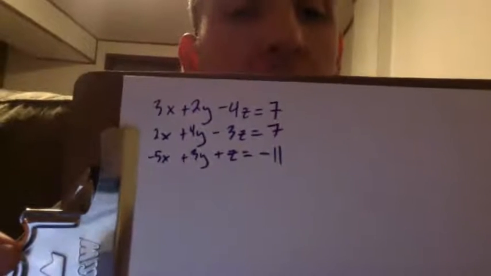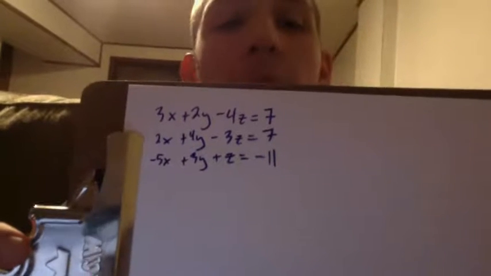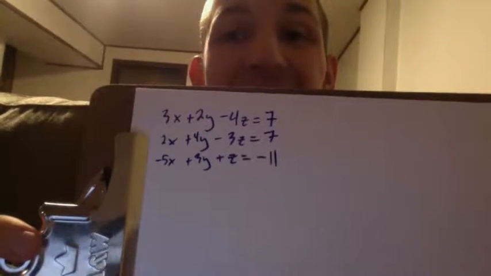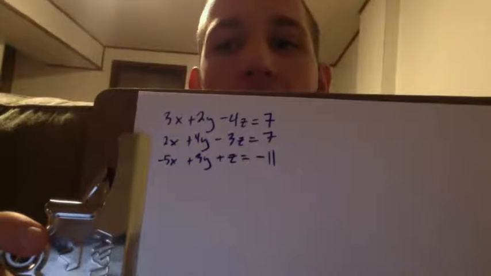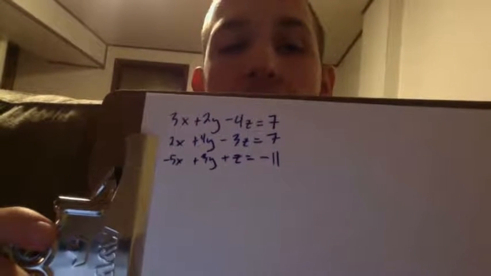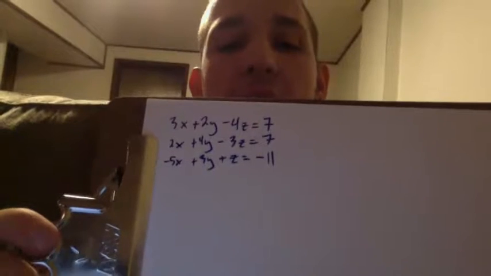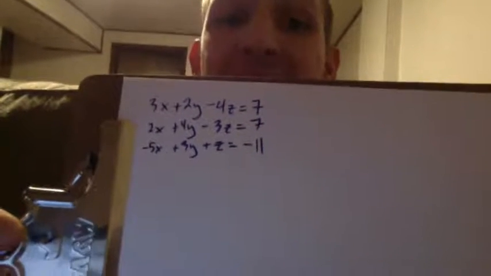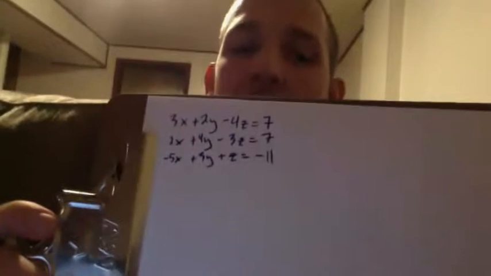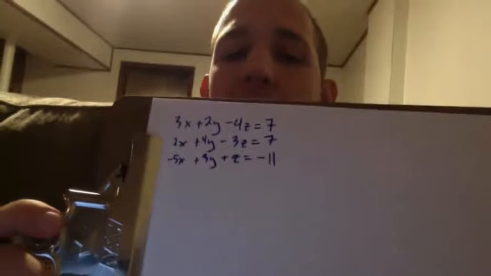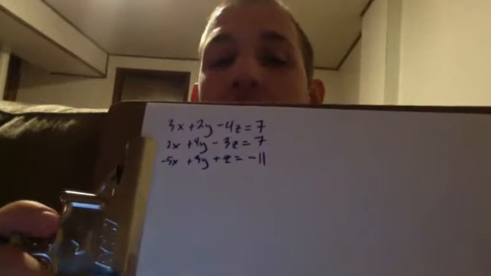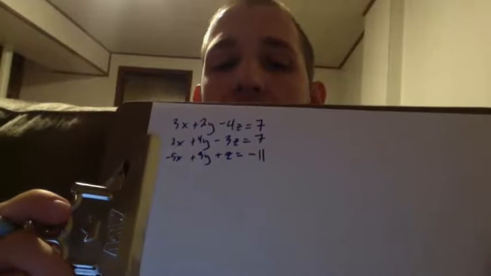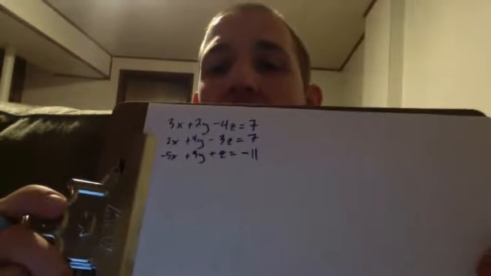And if you want to do it the same way as me, I'm going to be eliminating z's, okay? So I'm going to eliminate z's using the first one and the third one and the second one and the third one. So if you want to do it the exact same way as me, I'm going to use the first and the third and the second and the third, and I'm going to be eliminating z's the first 2 times, okay? So that should give you about the same work as me, okay?